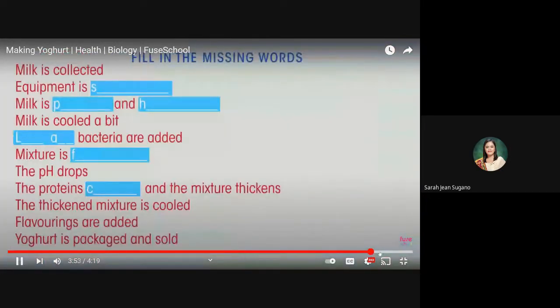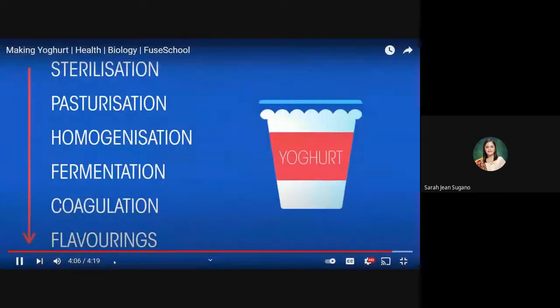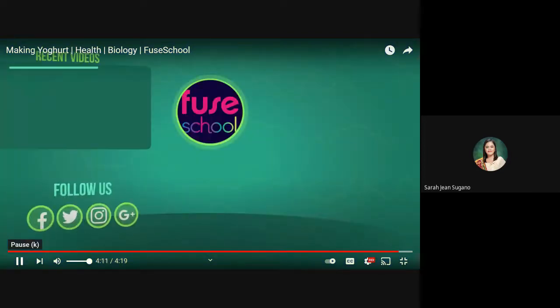What about completing the missing words? Okay, that's the general process, class, and this is what you will see in your methodology. So, the sterilization, pasteurization, homogenization, fermentation, coagulation, and flavoring. Okay, so you have to include this in your methodology. Strawberry flavored yogurt.